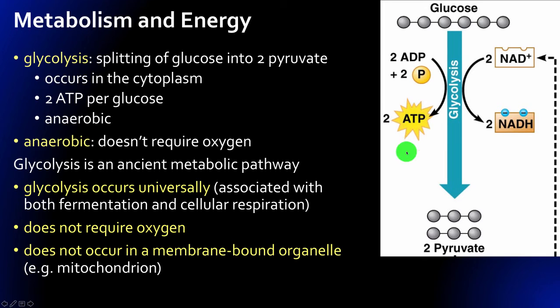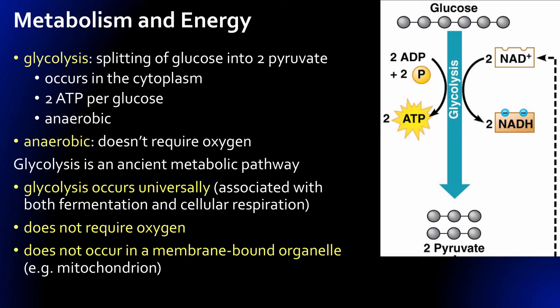So what's good about this? Well, it's anaerobic. It does not require oxygen, meaning that we can do this even if we lack oxygen, even if we lack mitochondria. So we think of this as an ancient metabolic pathway. In other words, this is kind of the first step in taking molecules like glucose and generating energy from them.